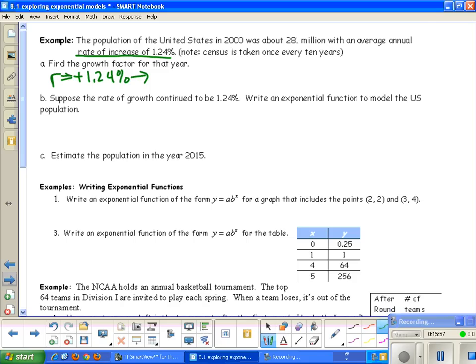So for my decimal, we would end up moving my decimal 2 places to the left. So 0.0124. Or sorry, that's not my growth factor, that's the decimal. So if I want to find my growth factor, I have to do b is equal to 1 plus my rate, 0.0124. So that means my growth factor is 1.0124.